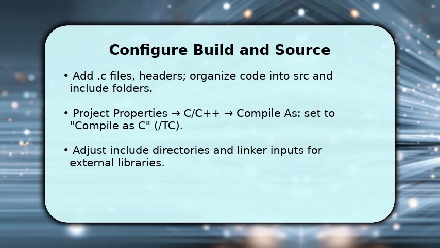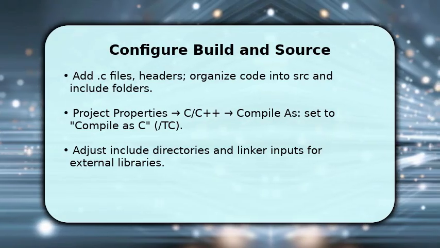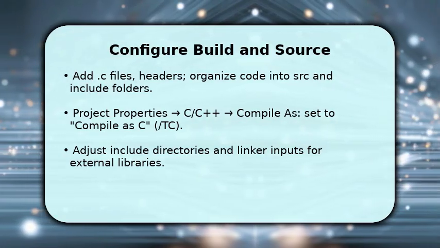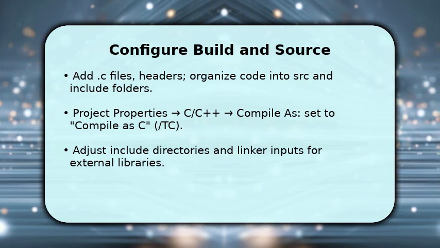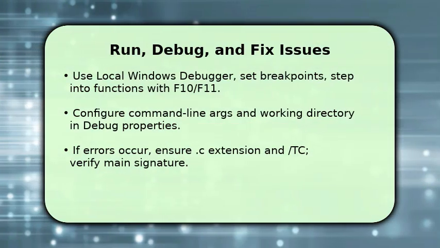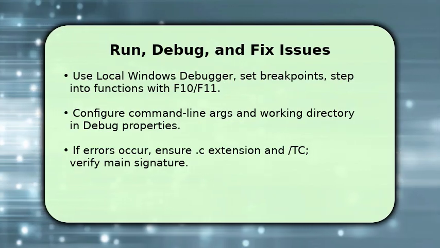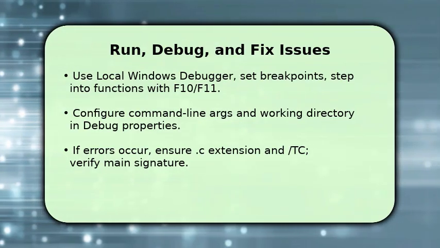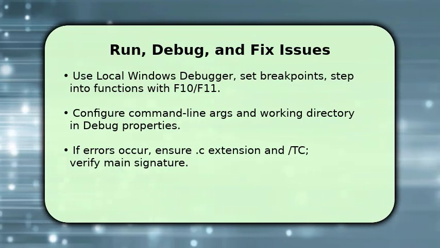Build the solution to catch compile errors early. Then iterate on small fixes so you avoid cascading problems later. Finally, run your program with the Local Windows Debugger and set breakpoints to inspect variables. Use F10 to step over and F11 to step into calls. Configure command line arguments and working directory in debug properties so runtime behavior matches expectations.